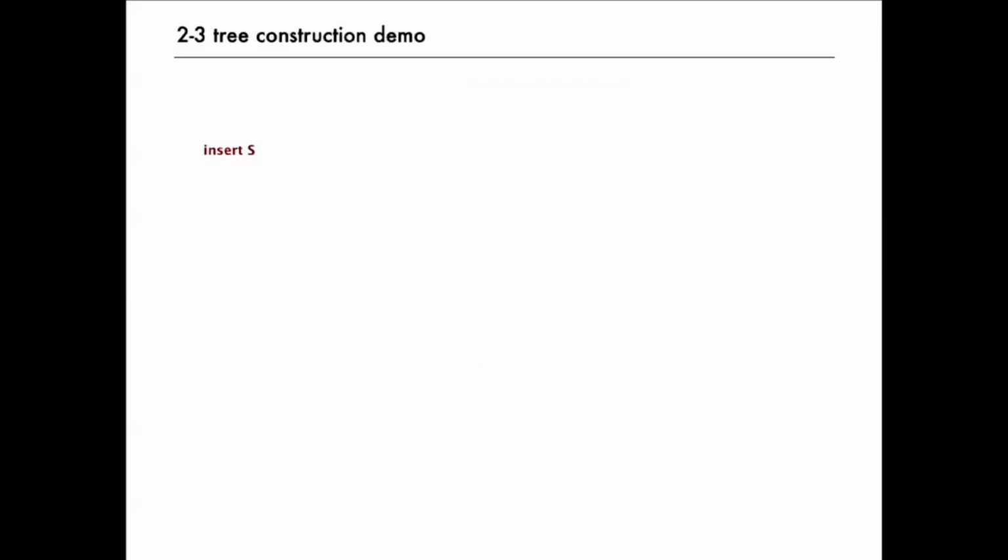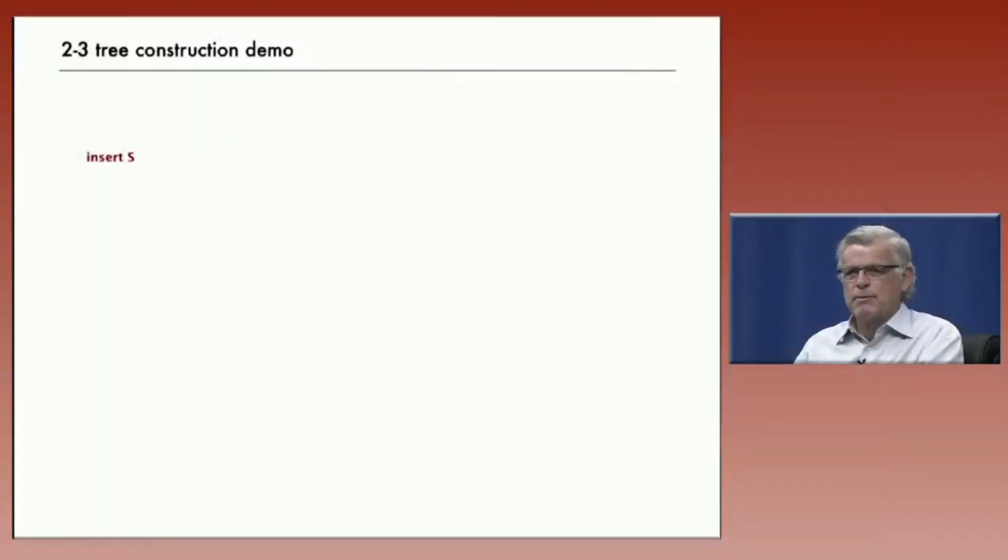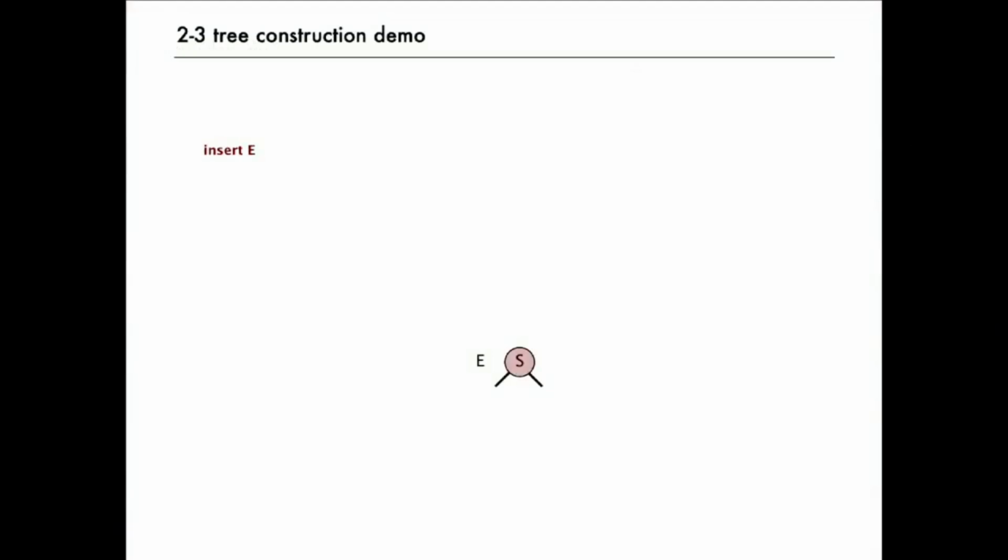Now let's look at constructing a 2-3 tree from an initially empty tree. If we start by just inserting a key, that just creates a 2 node containing that key. And that's a legal 2-3 tree, so we're fine. Now inserting E into that, it's left of S, that's a null link, so we need to convert that 2 node into a 3 node. Okay, and that's a legal 2-3 tree, so we stop.